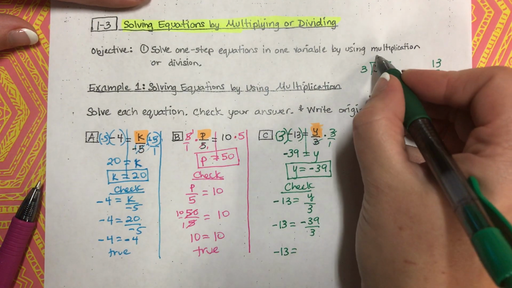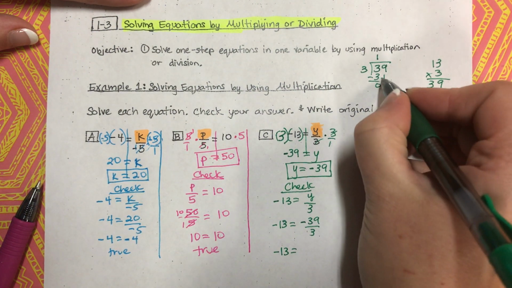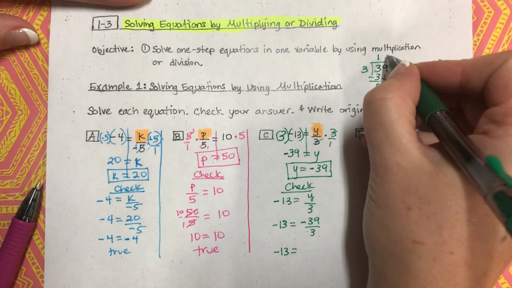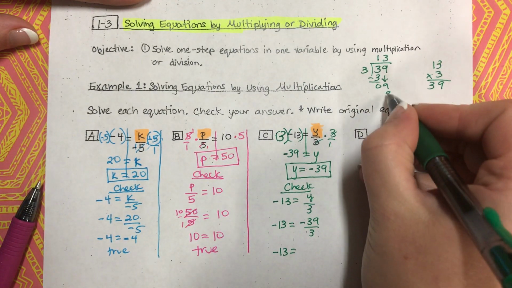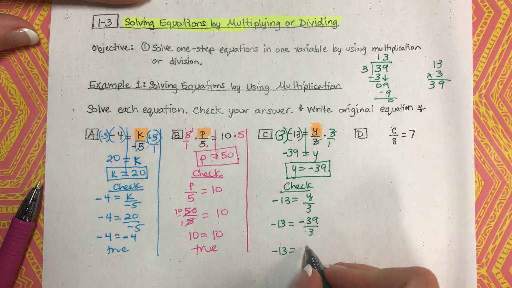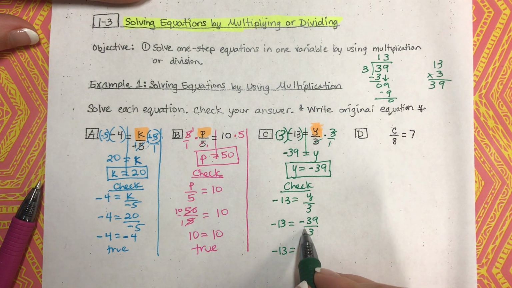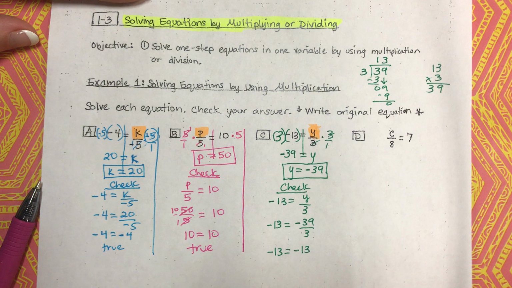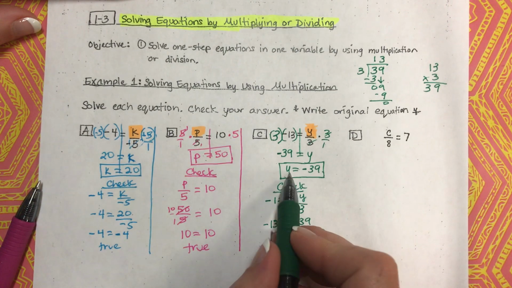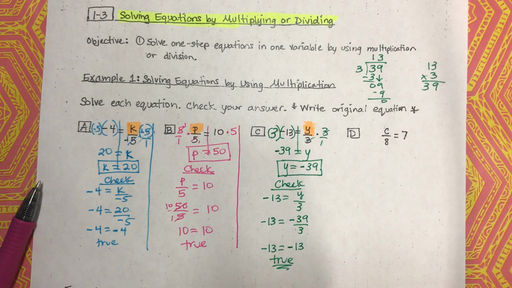3 goes into 3 one time. 1 times 3 is 3. 3 take away 3 is 0. I drop down that 9. 3 goes into 9 how many times? 3 times. 3 times 3 is 9. And then no remainder, so we're good. So we know that 39 divided by 3 is 13, and then we know a negative divided by a positive is a negative. So we get the same answer, it's true. All right, we know that y equals negative 39 is a solution to this equation.